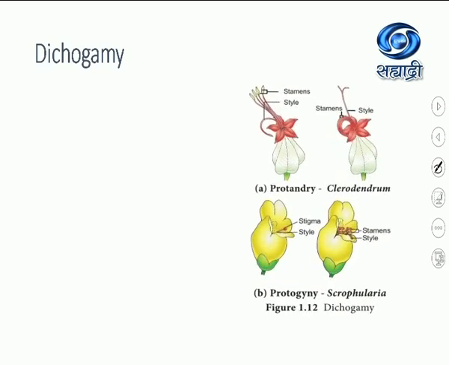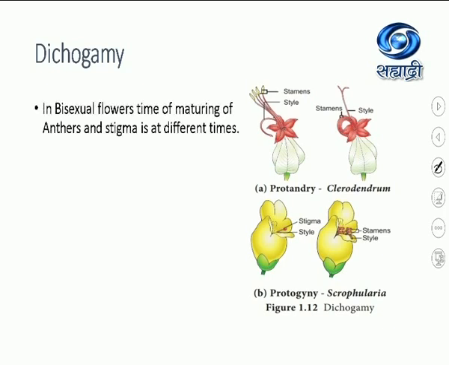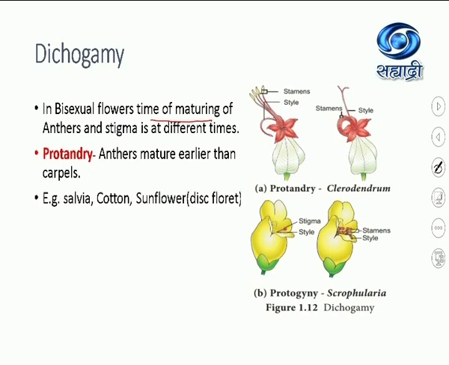Second is Dichogamy. Now what is this Dichogamy? Di means 2. Gamy is the maturation time. So in bisexual flowers, the time of maturation of anthers and stigma is different. There are 2 types. Protoandry, when androecium matures first. Just now we studied the example of Salvia having protoandry. Salvia, cotton, sunflower. In this flower, the flower is bisexual. They have both androecium and gynoecium, but the androecium anthers mature first. The gynoecium does not mature. And protogyny, when carpels mature earlier than the stamens.